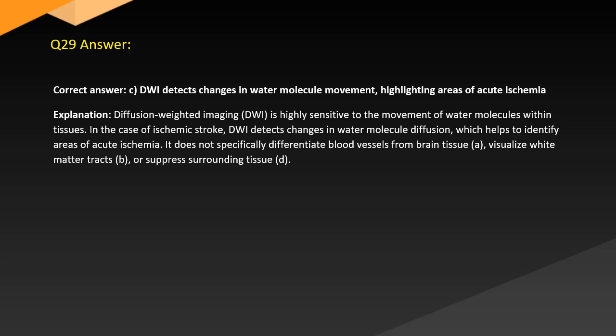Answer. Correct answer: C. DWI detects changes in water molecule movement, highlighting areas of acute ischemia. Explanation. Diffusion-weighted imaging (DWI) is highly sensitive to the movement of water molecules within tissues. In the case of ischemic stroke, DWI detects changes in water molecule diffusion, which helps to identify areas of acute ischemia. It does not specifically differentiate blood vessels from brain tissue (A), visualize white matter tracts (B), or suppress surrounding tissue (D).